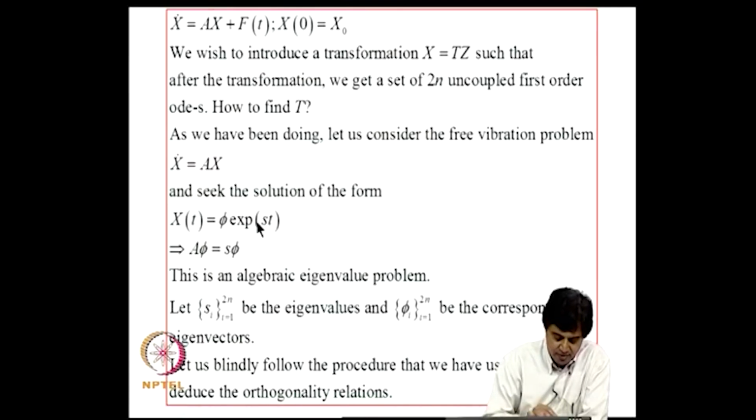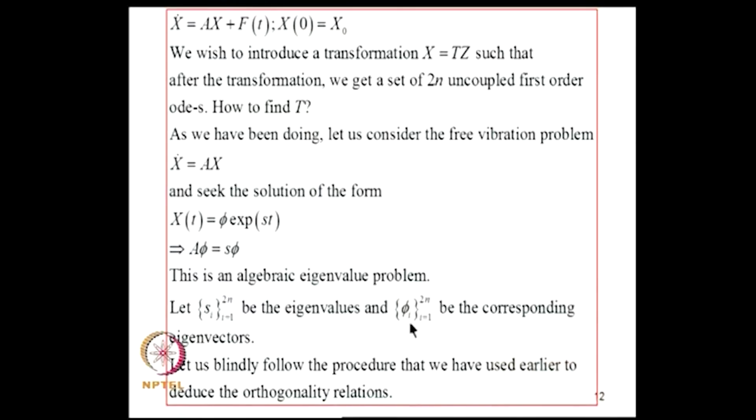So phi and s are unknown. Now I will substitute into the governing equation and I get this eigenvalue problem. That means this type of solution is admissible provided s and phi satisfy this equation, where A is the structural matrix relevant to the problem. So this is an algebraic eigenvalue problem. A is 2n cross 2n. So let s 1, s 2, up to s 2n be the eigenvalues and the associated eigenvectors be phi 1, phi 2, up to phi 2n.